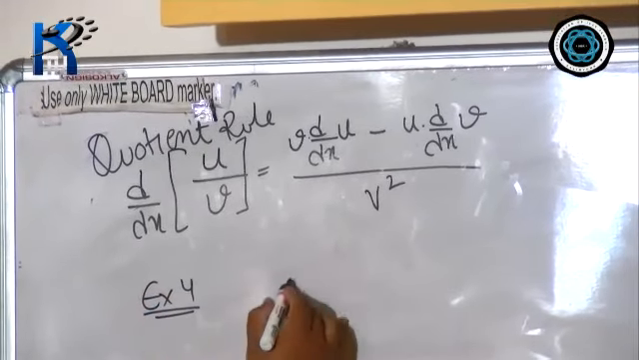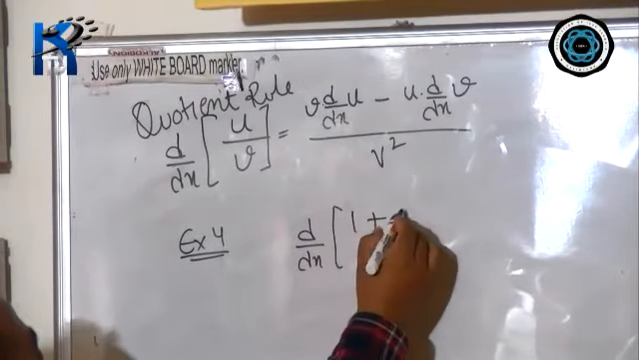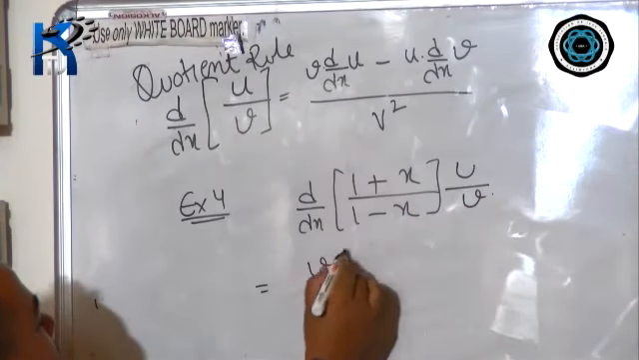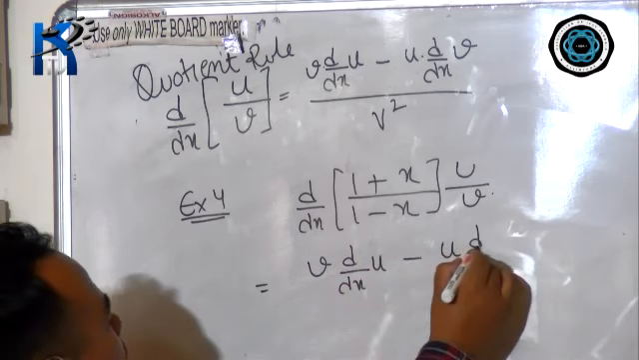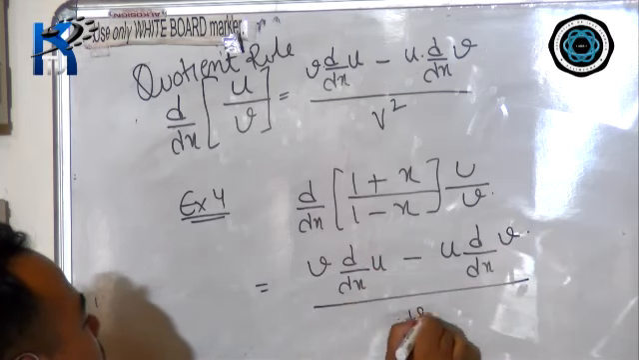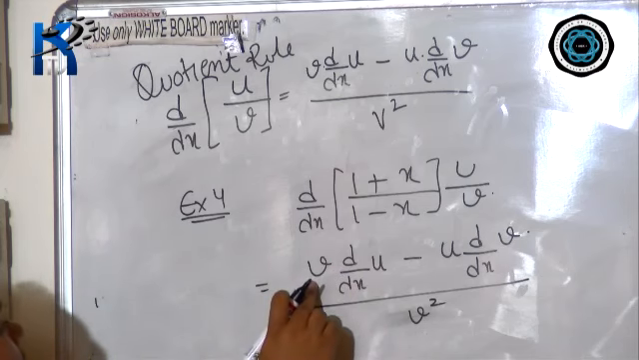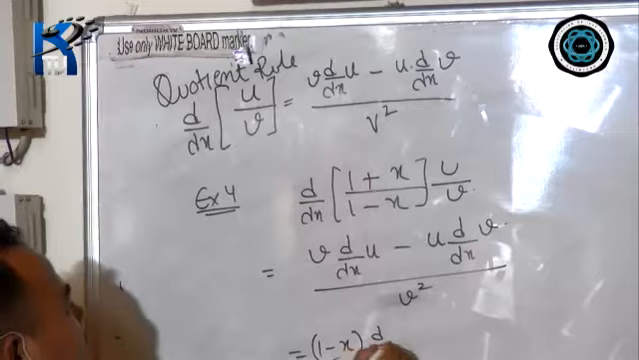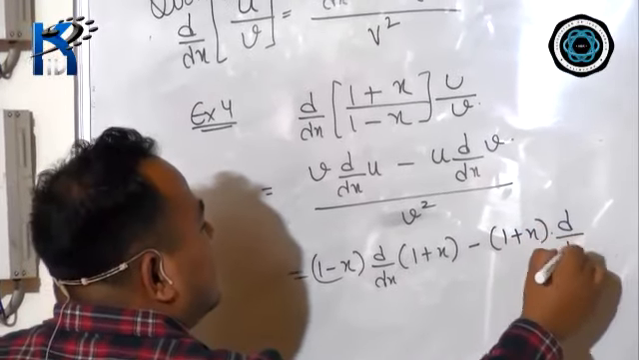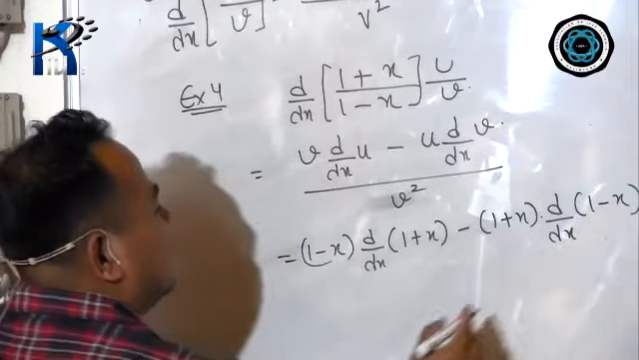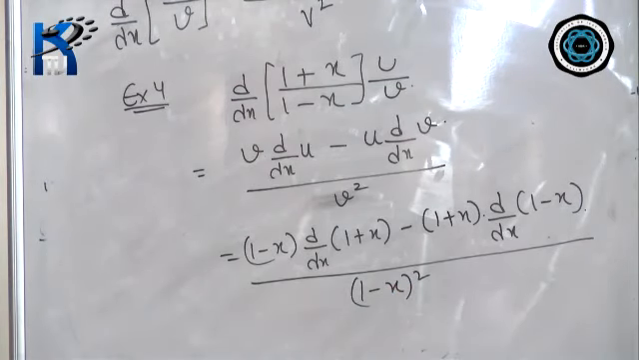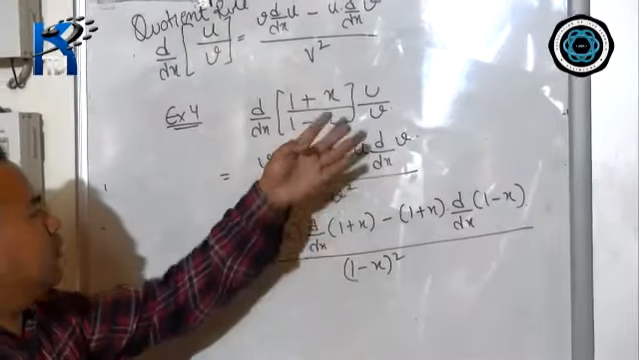Example number 4. Let us say you have to differentiate 1 plus x divided by 1 minus x. So see, this is your u and this is your v. What does the formula say? V d by dx of u minus u d by dx of v divided by v square. Now just put in the value. What is v? V is 1 minus x, d by dx of what is u? 1 plus x, minus what is u? 1 plus x, d by dx of what is v? 1 minus x. Divide the whole thing by 1 minus x whole square. So as you can see, I have just put the value of u and v.